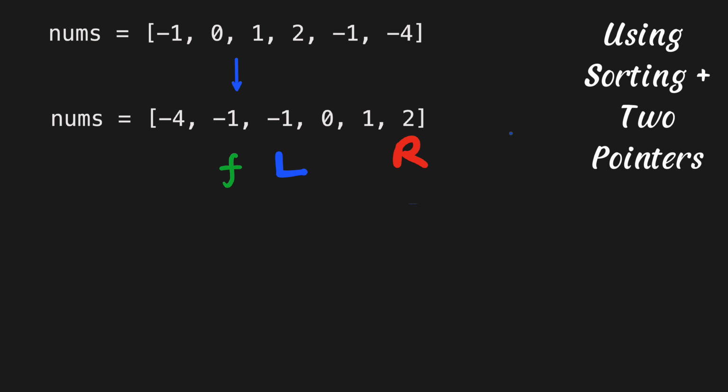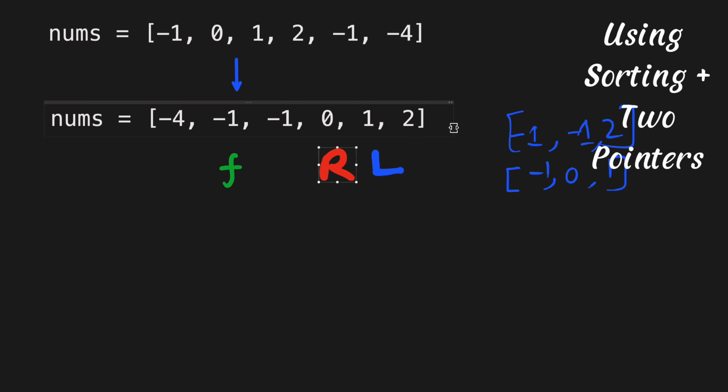So we will add the triplet -1, -1 and 2 to our answer and increment the left pointer and decrement the right pointer to continue our search. And again the sum of the triplets is equal to 0, and hence we will add -1, 0 and 1 also to the answer and increment the left pointer and decrement the right pointer to continue our search. And now since left is more than right, we can't continue further. So we move the first pointer forward and place left and right pointers accordingly.